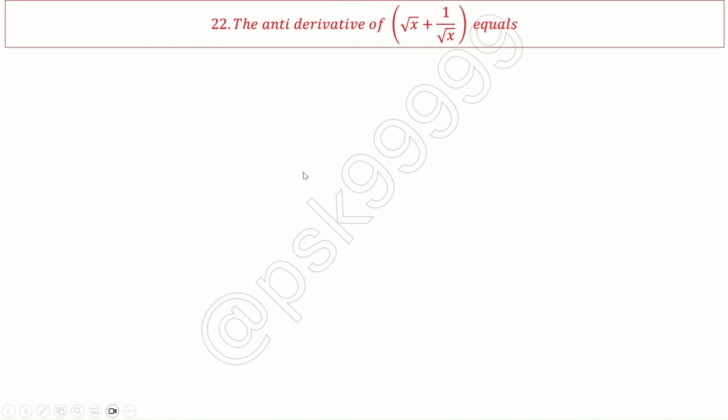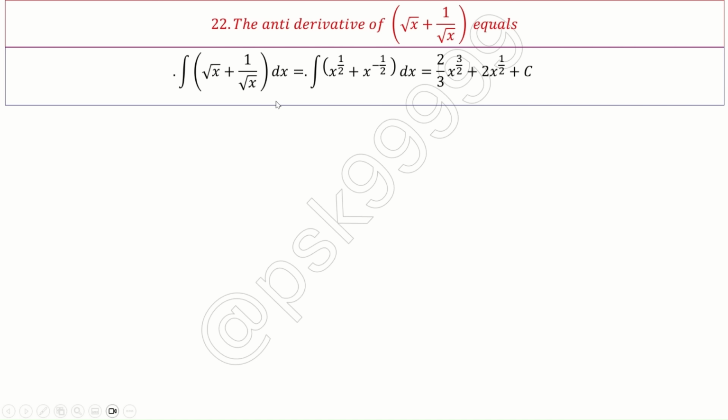Next. What is the antiderivative of this? Antiderivative is nothing but integration of this one, which is very simple, straightforward. This is the integration of x to the power of half plus x to the power of minus half, which is 2 by 3 x to the power of 3 by 2 plus 2 times x to the power of 1 by 2 plus c.